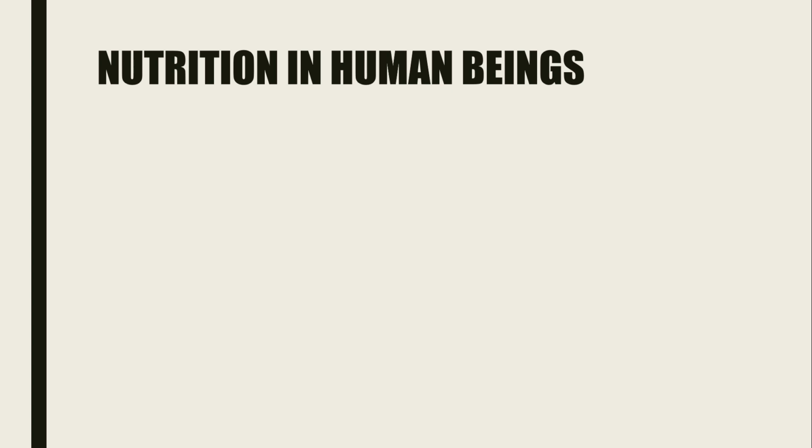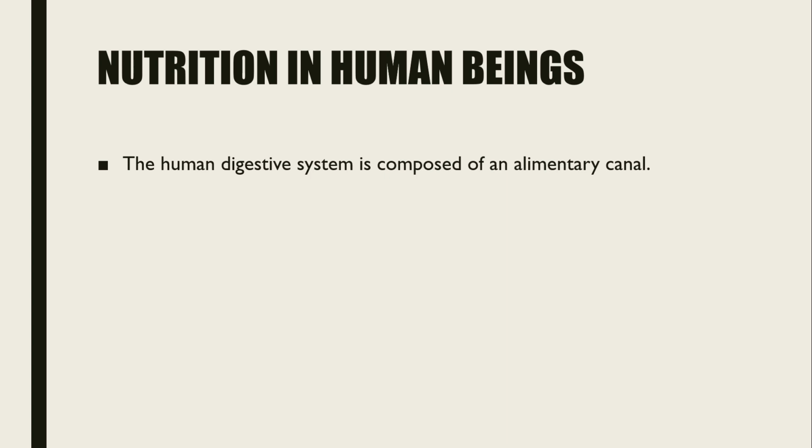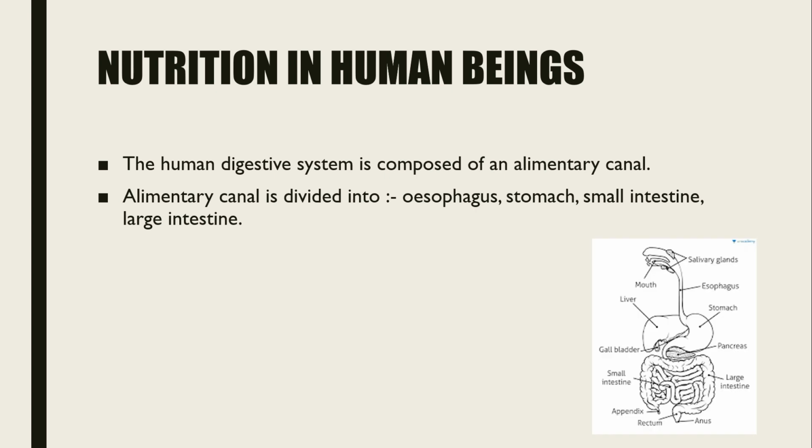And now let's move to nutrition in human beings. As you all know, the human digestive system is composed of an alimentary canal, and the alimentary canal is divided into esophagus, stomach, small intestine and large intestine. And now let's see about them in detail.